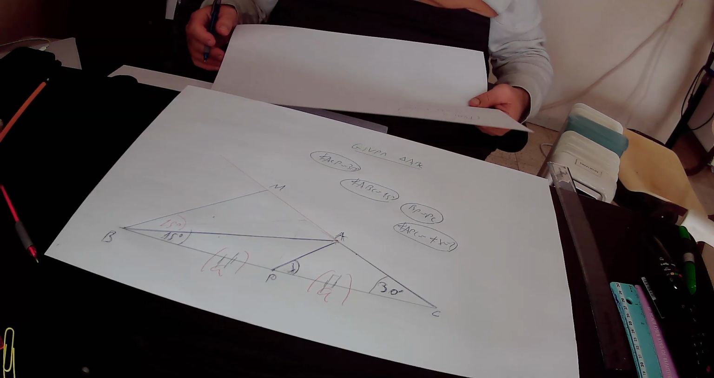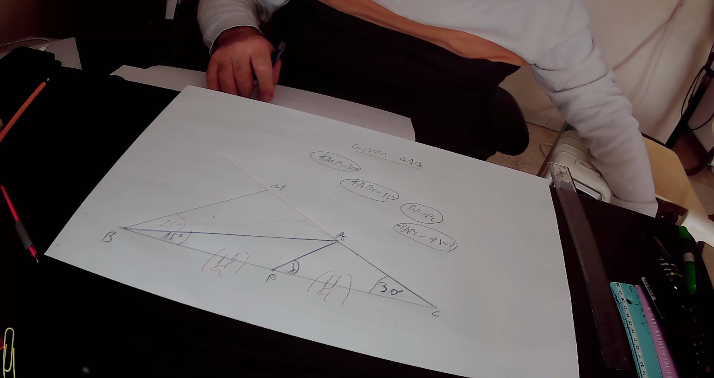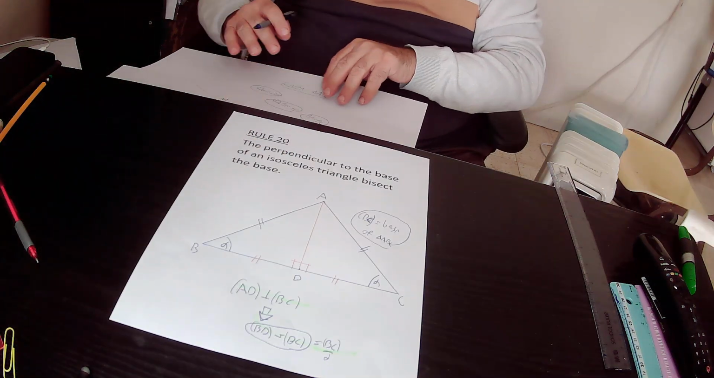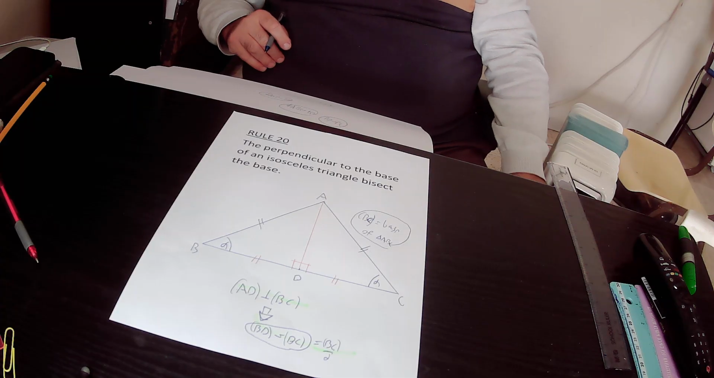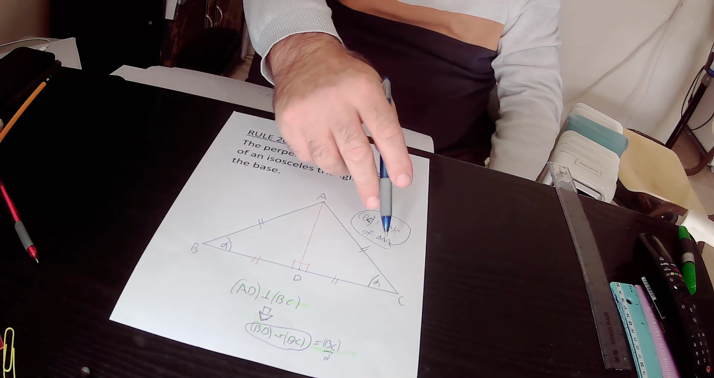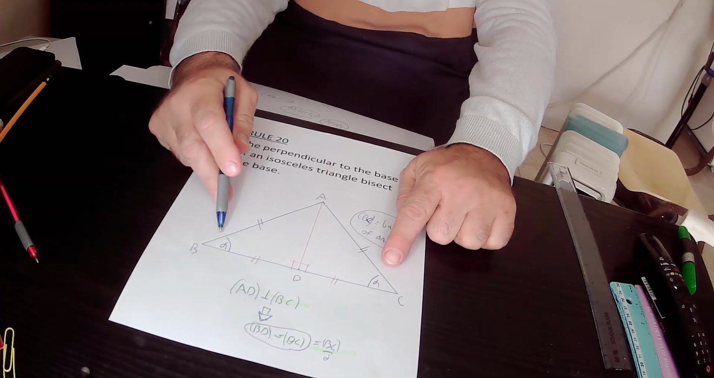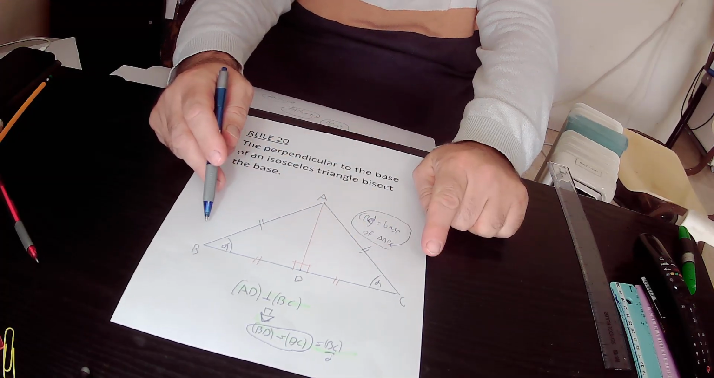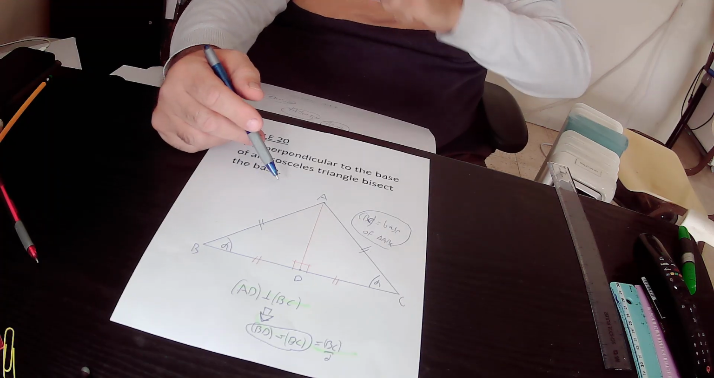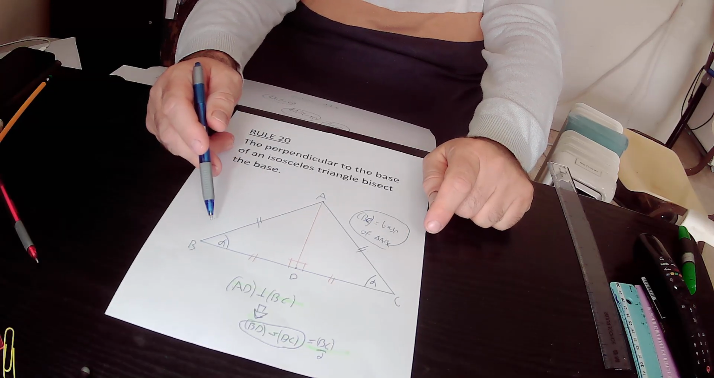Let's quickly repeat rule 20. According to rule 20, the perpendicular to the base of an isosceles triangle bisects the base. In the drawing, we have triangle ABC, an isosceles triangle, because AB equals AC, and those two angles are also equal to each other. So BC is the base of the isosceles triangle ABC. According to rule 20, the perpendicular AD to the base BC bisects the base BC.